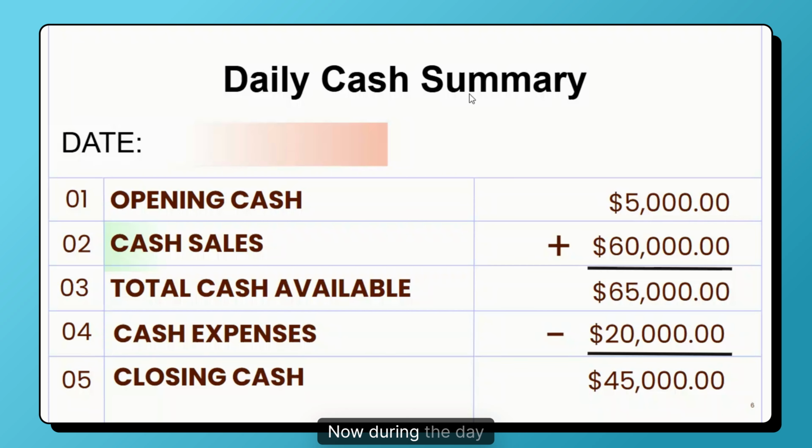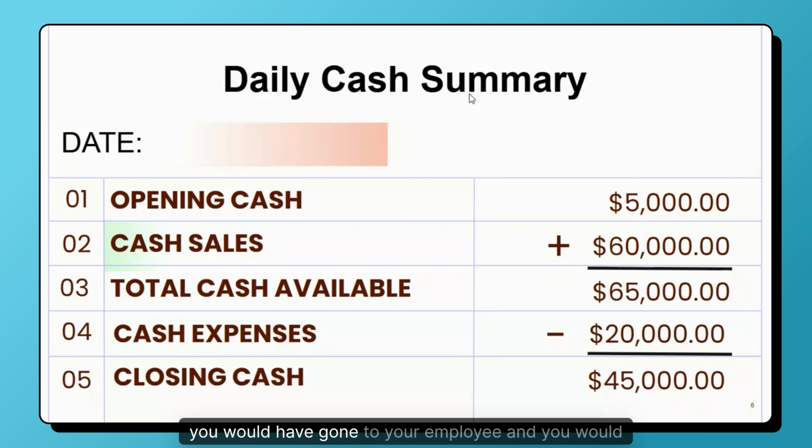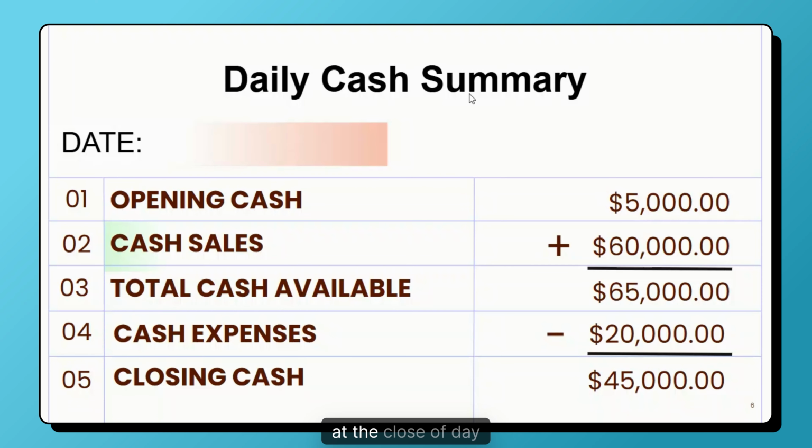$65,000. Now, during the day, you would have gone to your employee and taken physical cash from your employee to pay expenses. You took $20,000 from your employee. At the close of day, your closing cash should be $45,000. Now, if your cashier has anything above or below $45,000, then there needs to be an investigation.